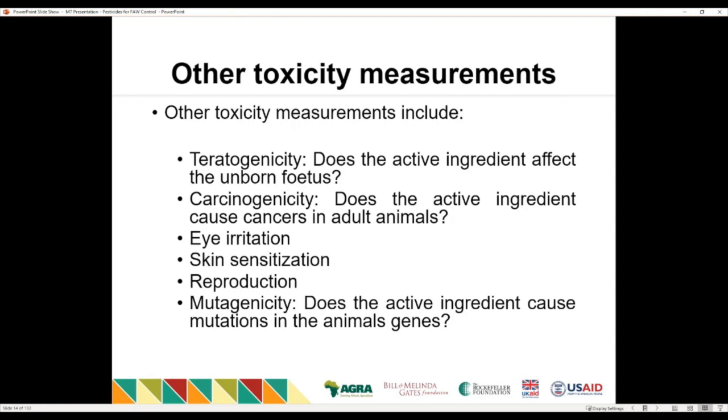Those of you who've worked with pyrethroids will know that if you spill pyrethroid on your exposed skin, it gives you a burning and itching sensation. We also look at reproduction, whether the pesticide affects reproduction, and then what we call mutagenicity. Does this active ingredient cause mutations in the genes of the animal? So all these things are researched before an active ingredient is released into the marketplace to control, for example, fall armyworm. How do we measure that?